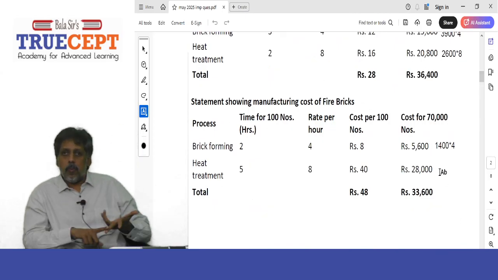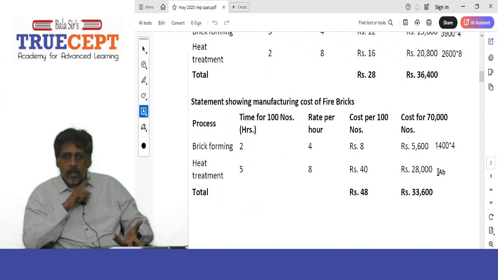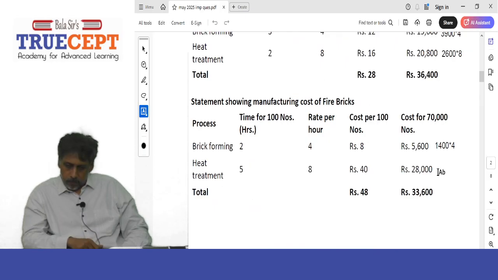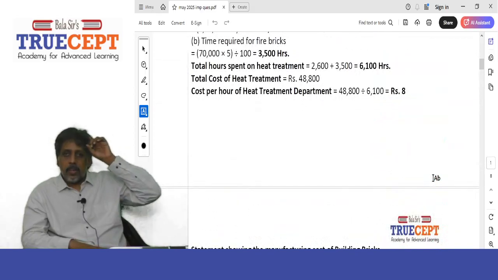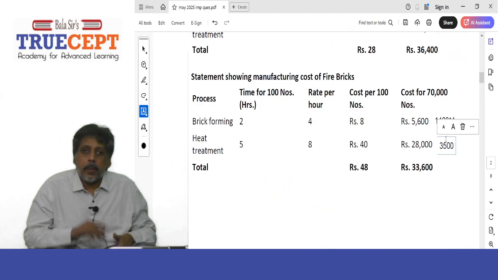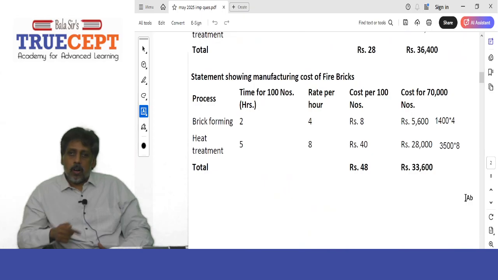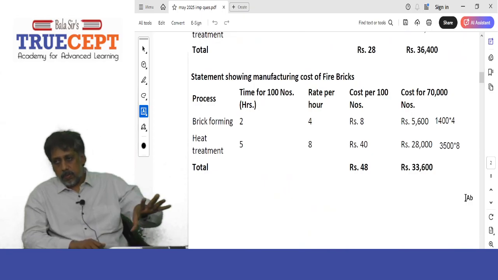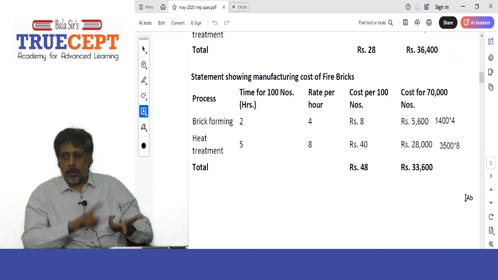And for process 2, either take 5 hours, that into rupees 8 per hour, which is 40, right? And then 70,000 bricks into 40 by 100. How much do you get? 28,000. Very good. Or you can take 3,500 hours into rupees 8 per hour directly. Understood? And what is the total cost? 33,600. That is the manufacturing cost of fire bricks.